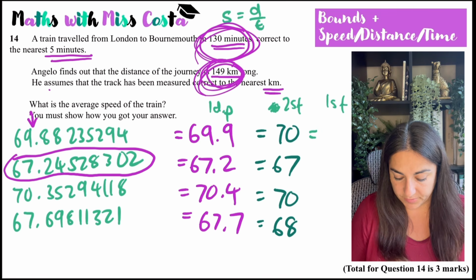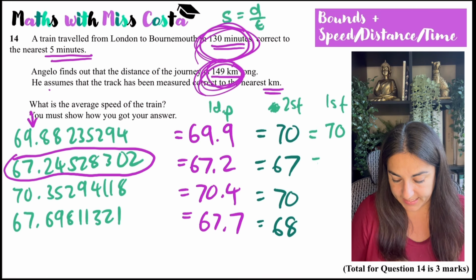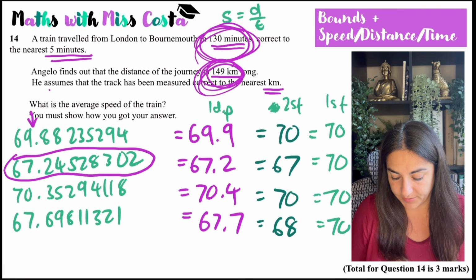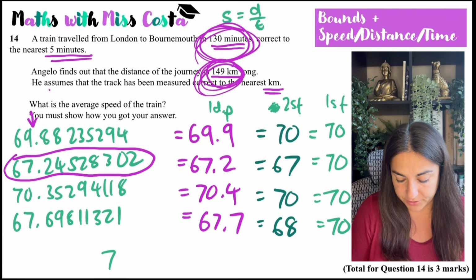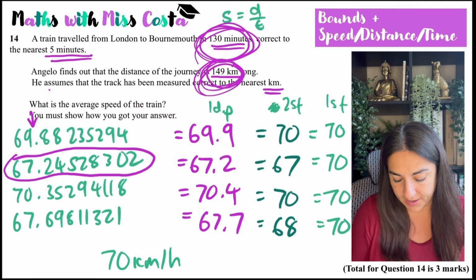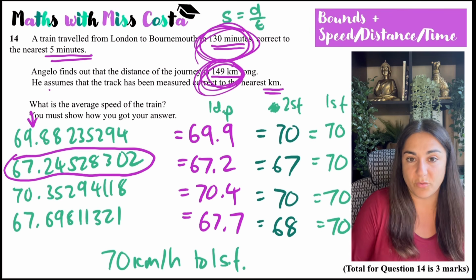So to 1 significant figure, 69 would round to 70. This would round to 70. This would round to 70, and this would round to 70. So I'd say the average speed is 70 kilometers per hour to 1 significant figure, as all of my values round to this.